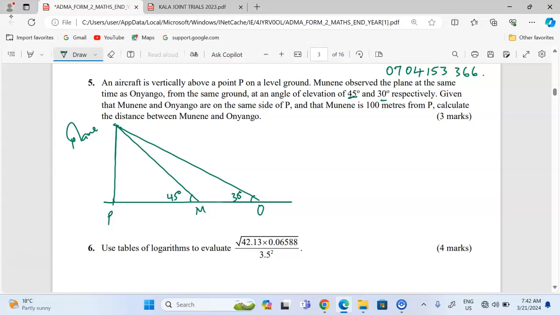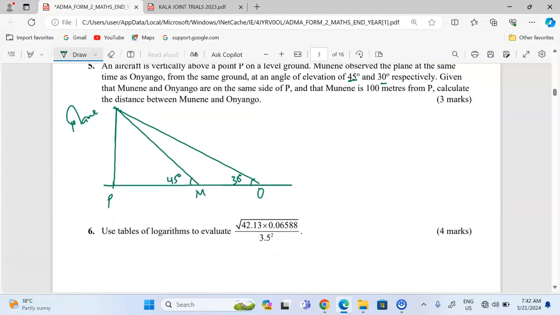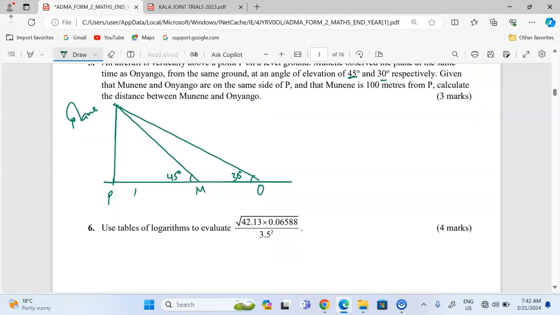Given that Monene and Onyango are on the same side of P, as we have just placed them, and that Monene is 100 meters from P. So Monene is 100 meters from P. We just want the distance between Monene and Onyango, a distance which can be let to be x. So this can help us to get the height from P to where the aircraft is.